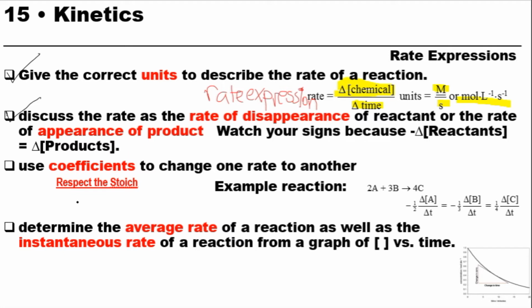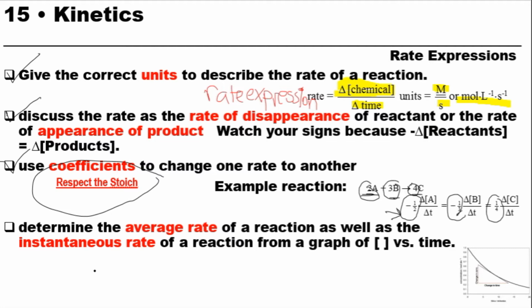Right, using coefficients to change one rate to another. Respect the stoich, right? Make sure that whatever your stoichiometric coefficients are, that you put it into the fraction form, right? So if you have a 2 for A, put it into 1/2. If you have a 3 for B, put it into 1/3. And a 4 for C, put it into 1/4. All right, so respect the stoich. Make sure you write the correct rate expressions using your stoichiometric coefficients.